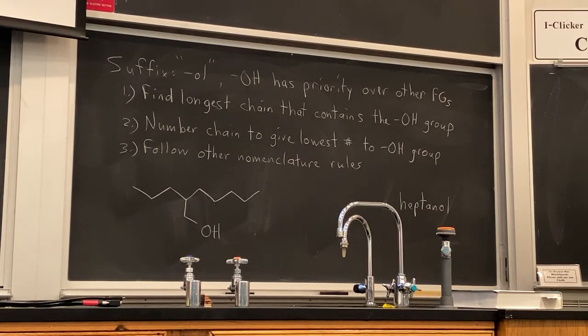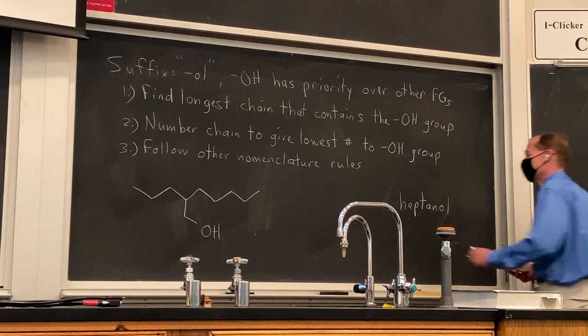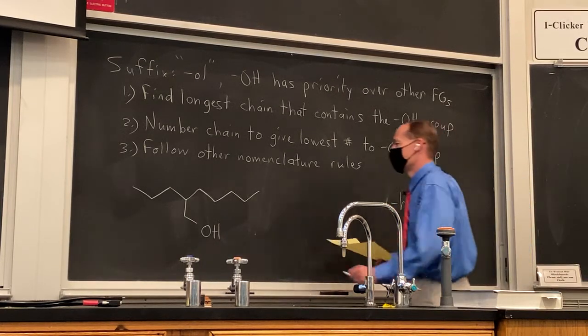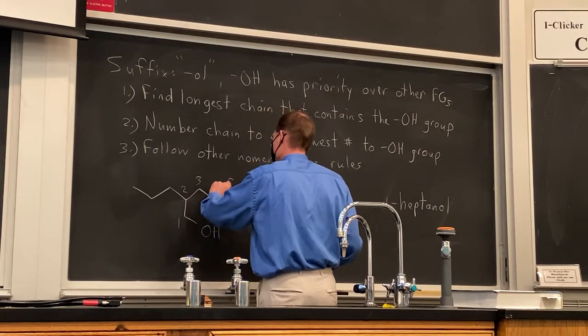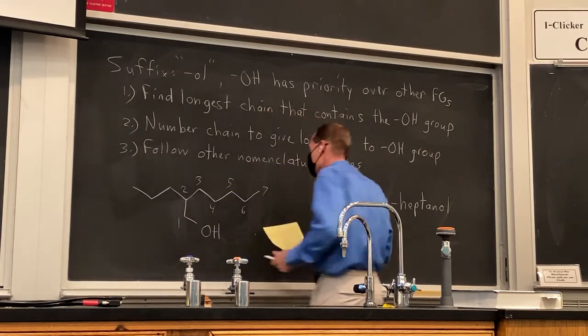So now we need a number associated with the OH group, and we're going to put that number in front of the parent. So what number is going to go in front of heptanol? 1, exactly. Okay. So we're going to number. It's a primary alcohol. It's at the end of the chain, so we're going to number like this.